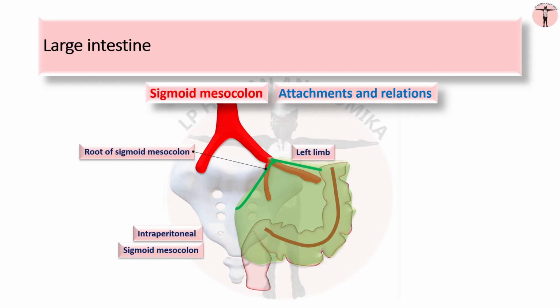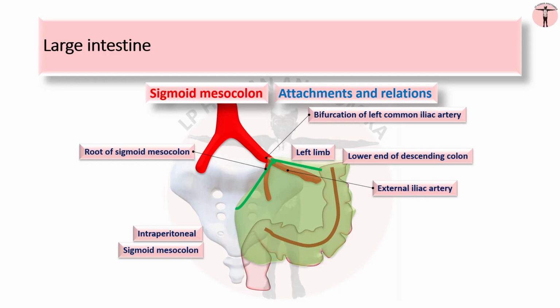The left limb of the root is attached on the external iliac artery. It extends from the end of the descending colon to the bifurcation of the common iliac artery. Here it turns sharply downward and to the right across the lesser pelvis, forming the right limb extending from the left sacroiliac joint to the third sacral vertebra, attached on the pelvic surface of the sacrum.